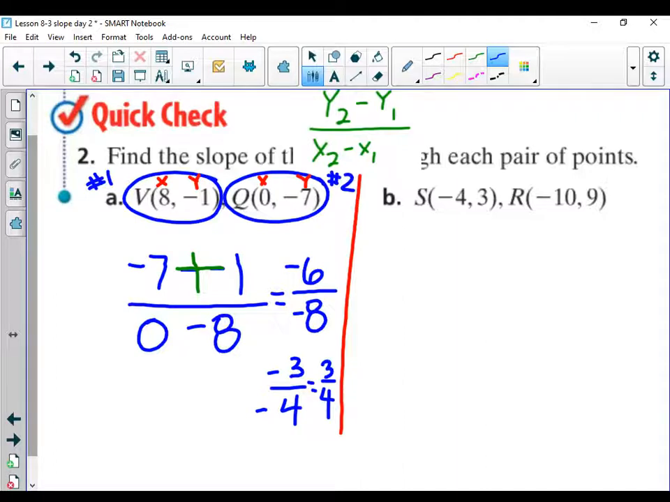What does the 3 mean? Up 3. Rise 3. Over 4. Run 4. Rise 3, run 4. Eventually on the ceiling. Kind of cool. I knew what that graph was going to look like before I even saw the graph. Guess what I should do on this one? Same thing.